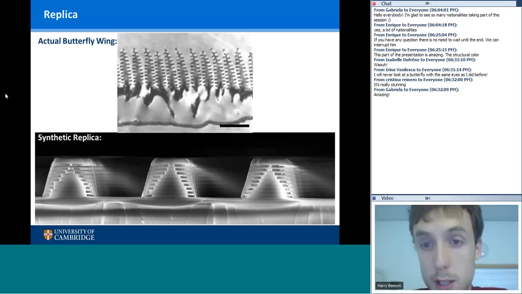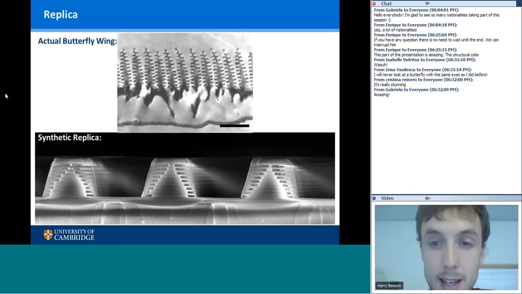So it could be, for example, trying to copy structural colors that we see in nature. Also, people have been working on trying to copy the nanostructures you find on gecko feet, which they use to adhere to a wall and climb up vertical surfaces.